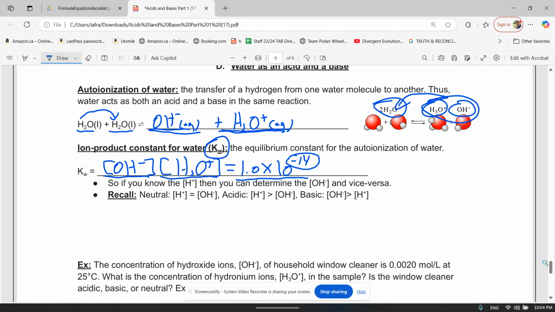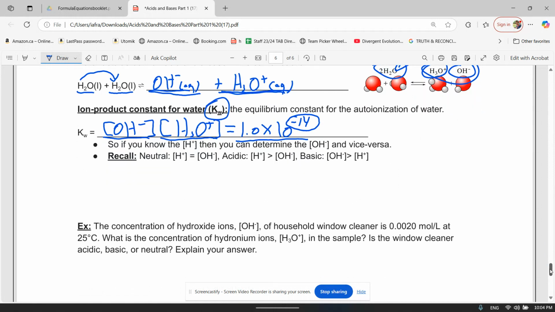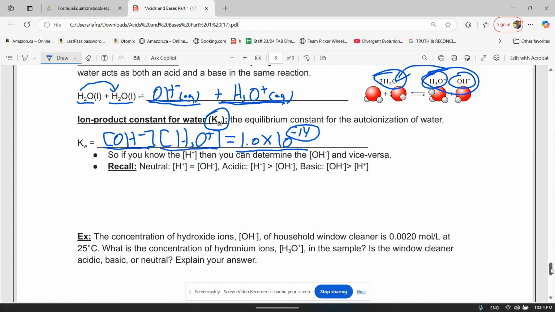And just a couple reminders with respect to this here. If you have a neutral solution, your H plus and your OH minus are equal. Acidic solutions, your H plus is greater than your OH minus. Basic solutions, your OH minus is greater than your H plus. But regardless, if this goes up, this comes down, and when you multiply them together, you still get this 1.0 times 10 to the negative 14.